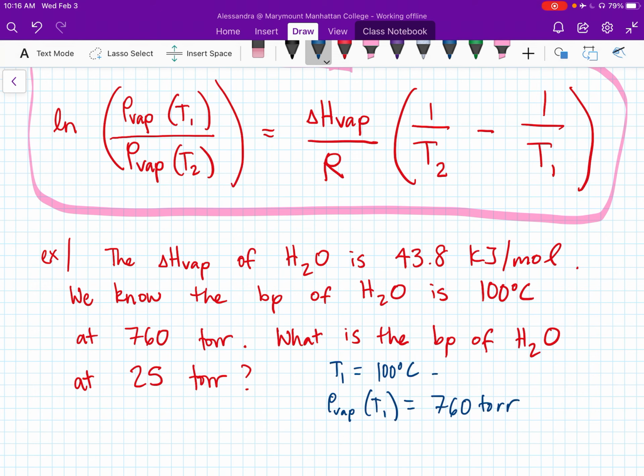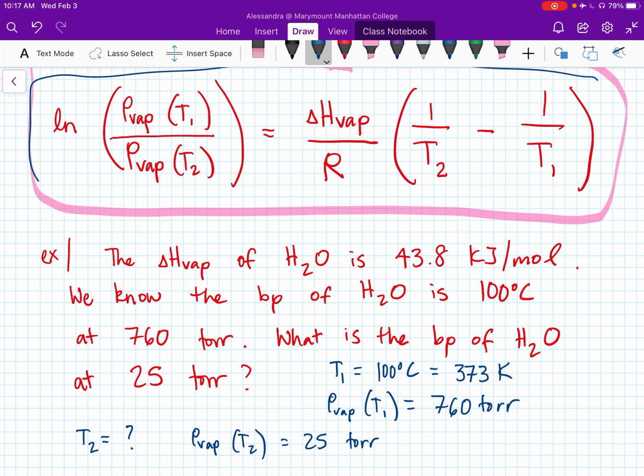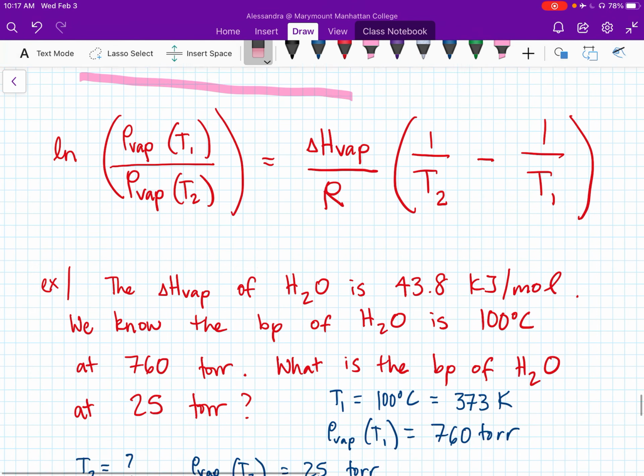Now, remember, you must convert the temperatures into Kelvin. So I have to add 273 to convert that into Kelvin. The T2 is what I want to figure out. The boiling point of water at the vapor pressure at that T2, I know is much lower. It's 25 torr. So basically what this question is asking is, can you figure out what the boiling point of water is going to be at this super, super low pressure of 25 torr? So we need to take these variables and plug them in to this very useful version of the Clausius-Clapeyron equation.